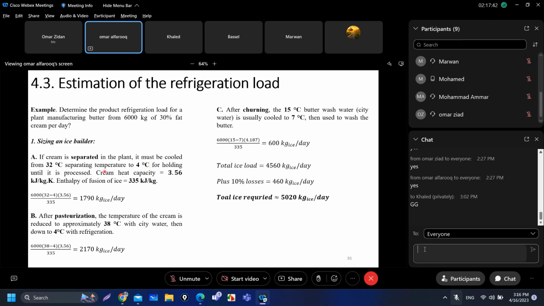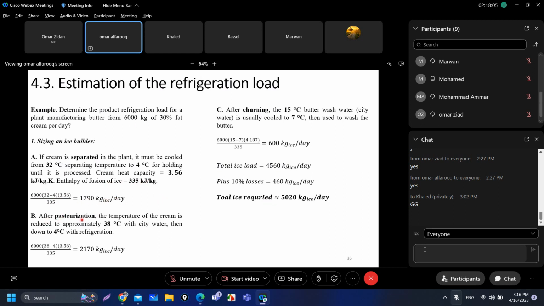Now how can we estimate the cooling load for this one? We will multiply the cream mass by the temperature change by the heat capacity of the cream, divided by the enthalpy of fusion of ice, because you use icy water for this purpose. So this is the first cooling load.